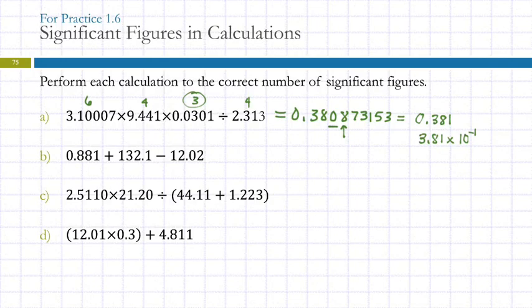Yeah. Okay. So the next one, this is adding and subtracting. Those both use the same rule, so we can just do the whole calculation. 0.881 plus 132.1 minus 12.02 equals, and my calculator shows me 120.961.